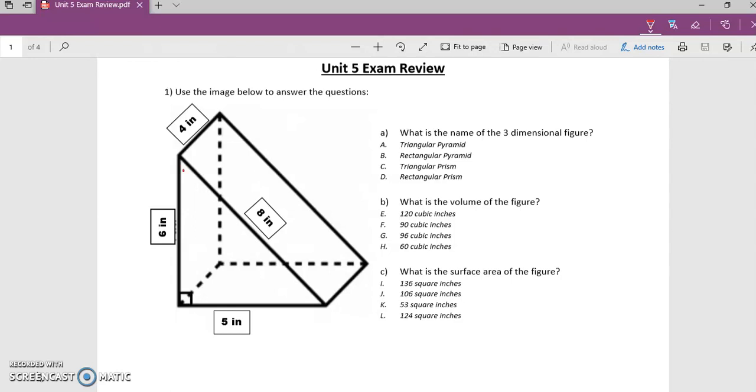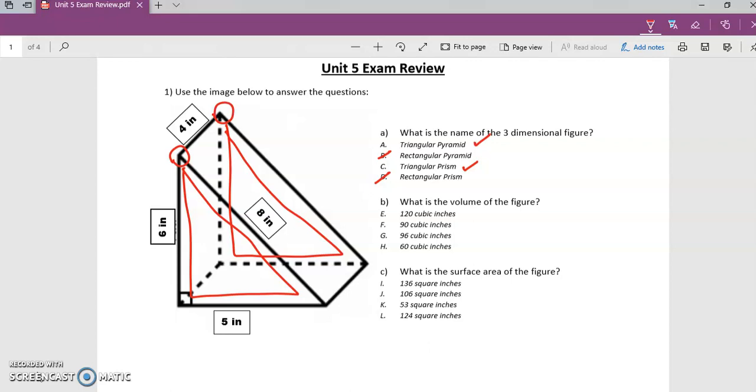Just looking here, I see that there's this triangle shape in the front and then another triangle shape in the back. So I know the base is at least a triangle, so it can't be letter B, it can't be letter D. So it's either a prism or a pyramid. To look for whether it's a prism or a pyramid, I see if it comes to the top to just 1 point. Over here it's coming to 2 points, and then on the bottom it's going to 4 points. So that means it can't be a pyramid, so it has to be letter C.